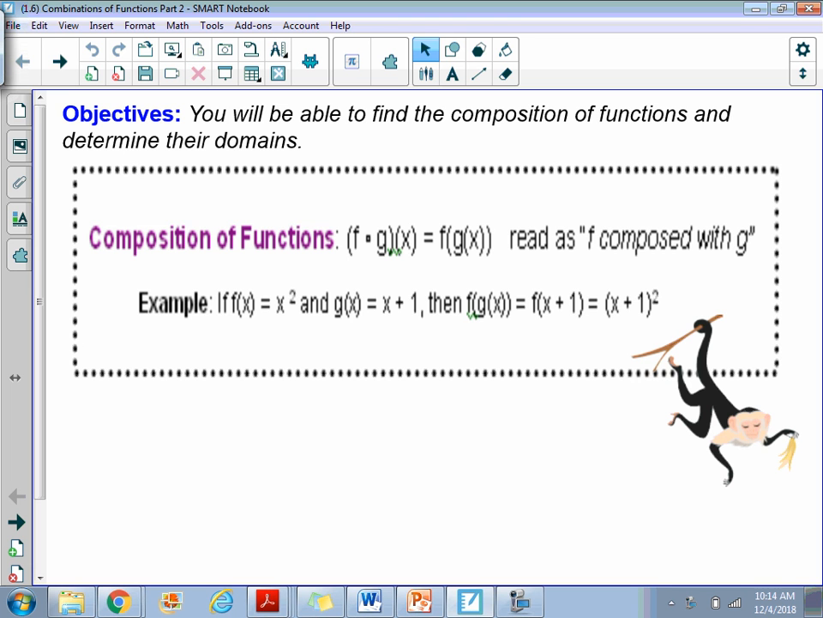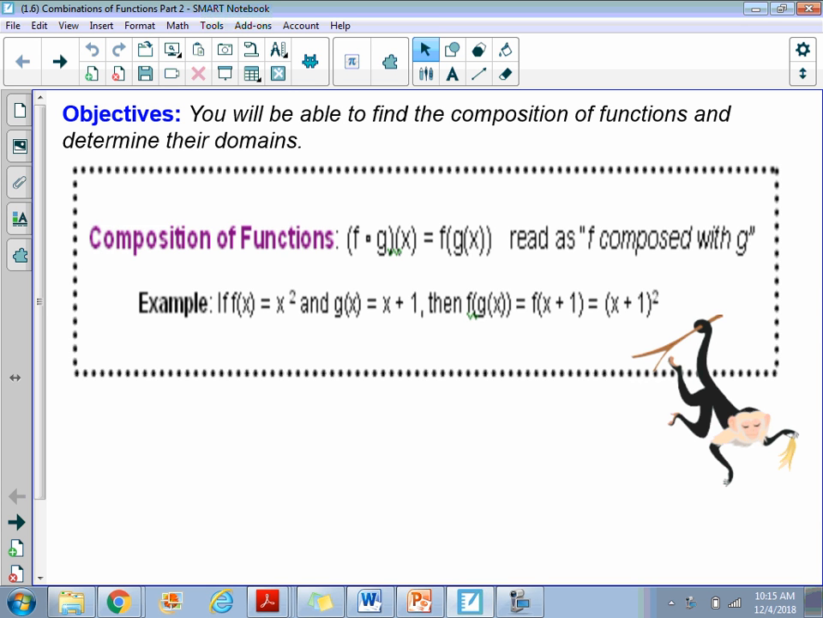Today, ladies and gentlemen, what we are going to be talking about is something called the composition of functions. So we did all the other operations: add, subtract, multiply, and divide. Composition of functions is when you essentially plug one function into the other function.